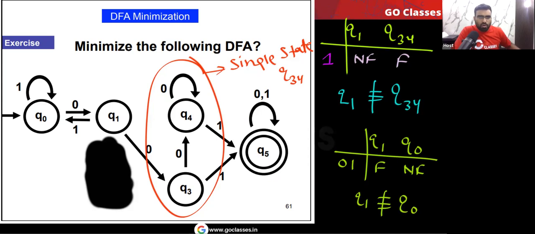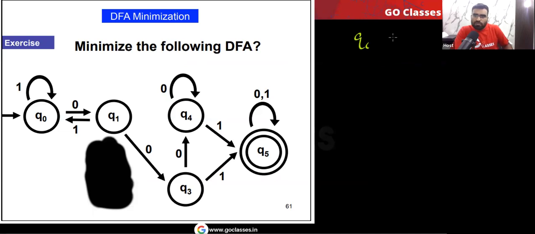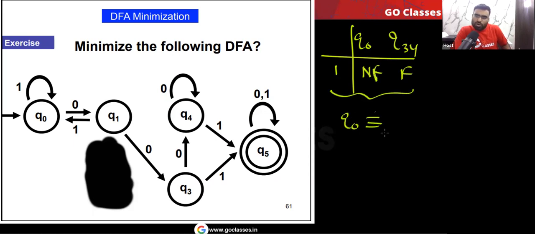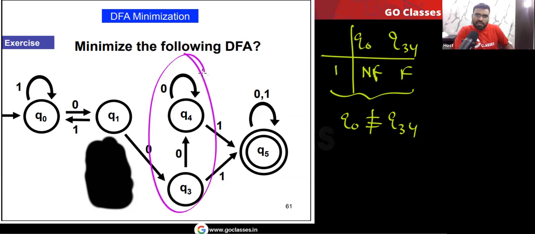And what about Q0 with Q3,4? On string 1, Q0 is going to non-final and Q3,4 is going to final. So Q0 is also not equivalent to Q3,4. Finally, in the minimal DFA, how many states will be there? These two I can merge, nothing else, and we have already removed Q2. So finally, how many states does the minimal DFA have?